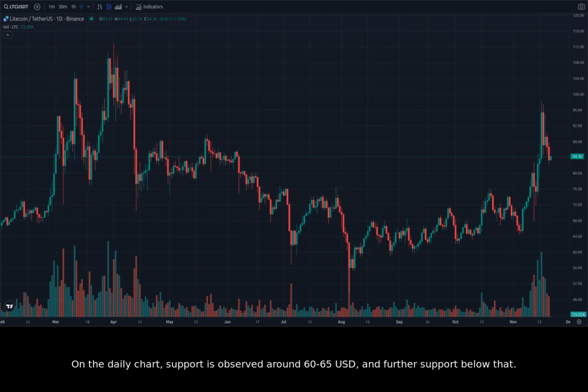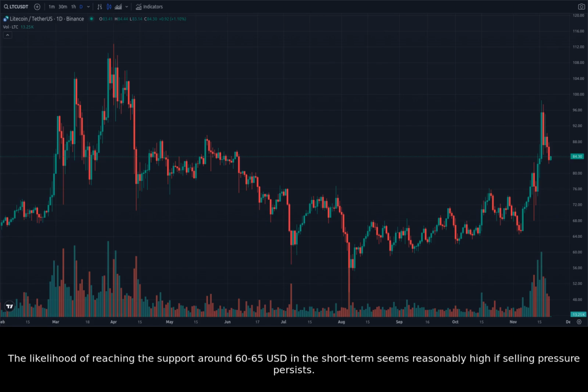On the daily chart, support is observed around 60 to 65 US dollars and further support below that. Resistance levels, on the other hand, seem to be situated in the upper 70s and 80s. The short-term bearish trend, based on recent price drops, indicates more downside potential. However, the significant price increases, though brief, could signify bullish attempts in the short term.